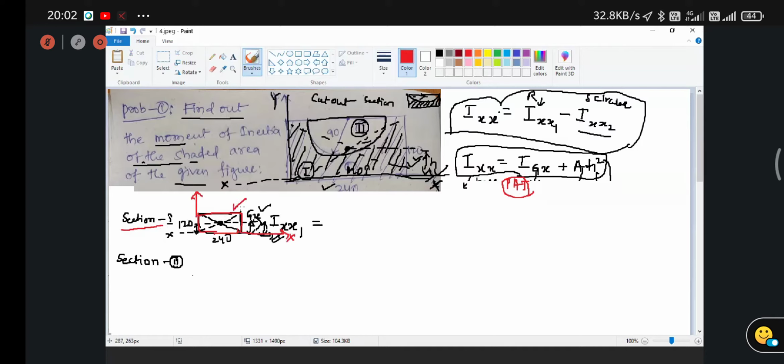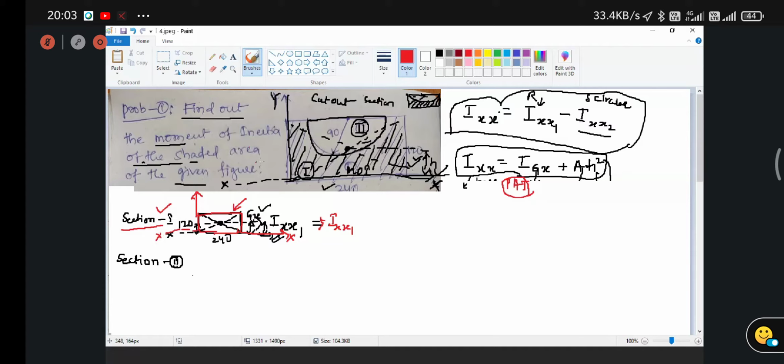So assuming it is a full geometry, there is no portion that is removed. So only on that assumption we are going to find out the moment of inertia. So for the first section, that is Ixx1. So x is nothing but the base axis only. So this is your x and this is your x, about the base axis only.